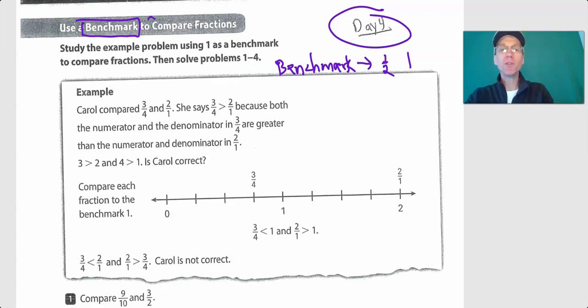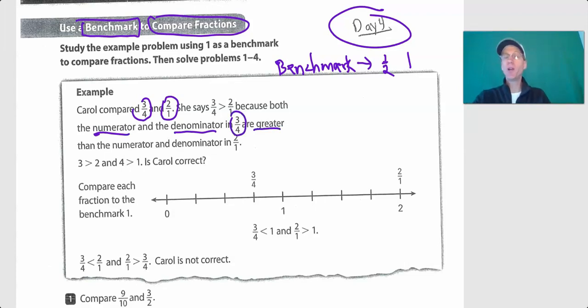So that's what we're doing. We're going to use a benchmark to compare, just like the little example I gave you. So here you have Carol, who compared 3/4 and 2/1, which is kind of weird, the way they have that. She says 3/4 is greater than 2/1 because both the numerator and the denominator in 3/4 are greater. So she's trying to apply some math reasoning. She says, I've got this 3/4 and I've got this 2/1, and both of these numbers are bigger. The numerator is bigger and the denominator is bigger. So therefore the fraction is bigger.